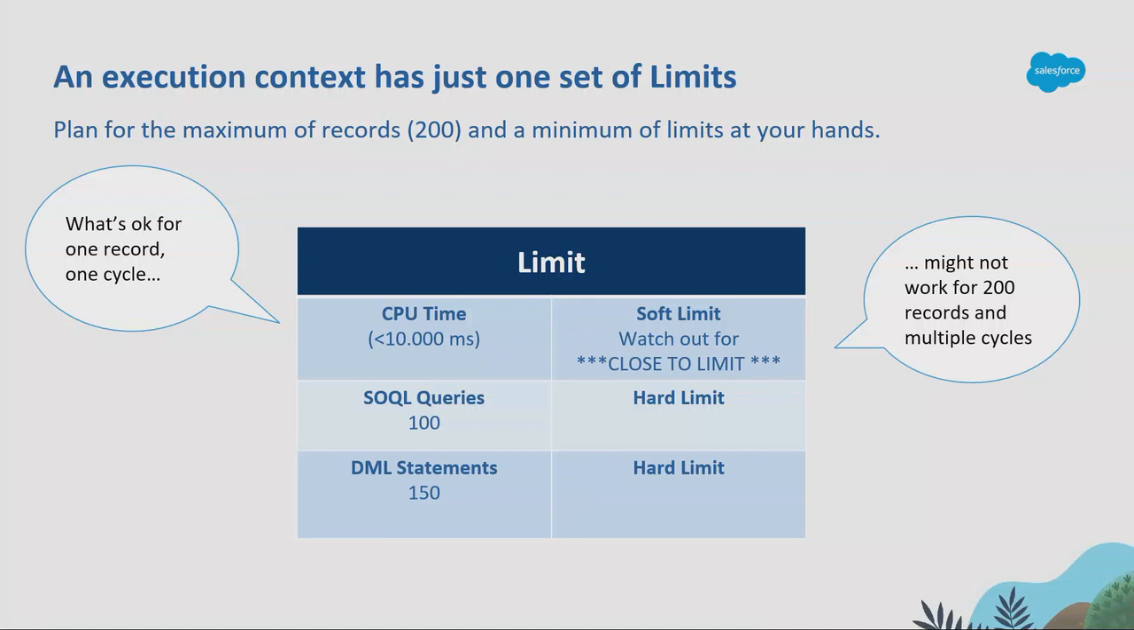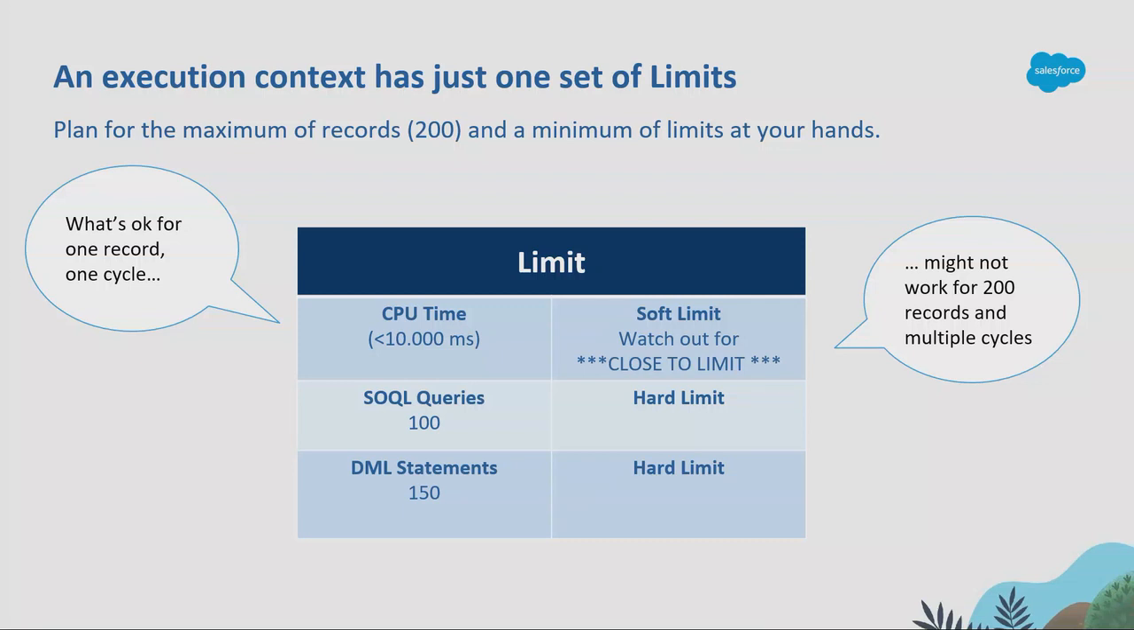And especially the CPU time limit is something that's really tricky, because it's one of the toughest limits that you could hit. When you hit the CPU time limit, nothing else will happen. You can't even catch the exception that comes out of it, because you don't have time left to execute Apex around it and catch the exception. So you're done.